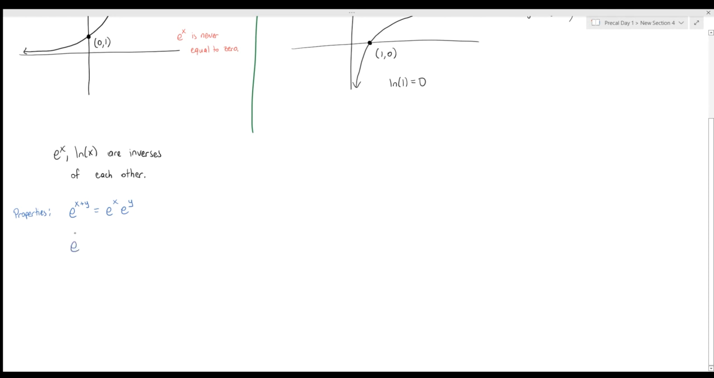If you have something like e to the x times y, that's the same as e to the x, all raised to the y. It's also the same as e to the y, all raised to the x. As a reminder of how negative exponents work, if you have a negative exponent, you can move your expression to the denominator with the exponent becoming positive when you move it down.